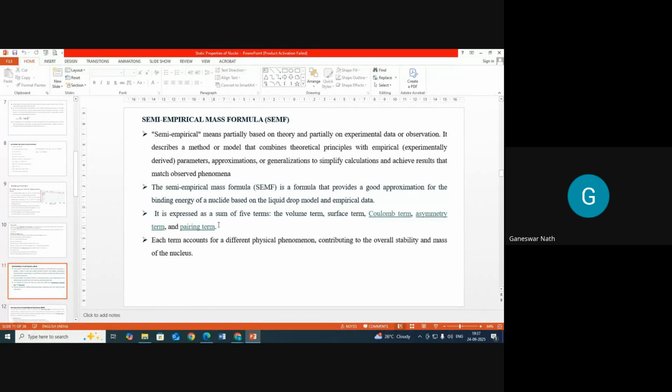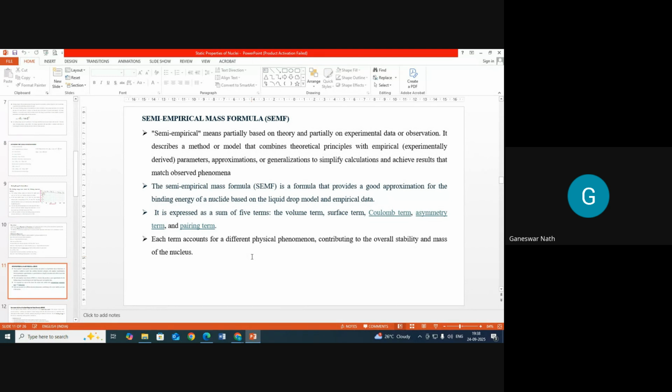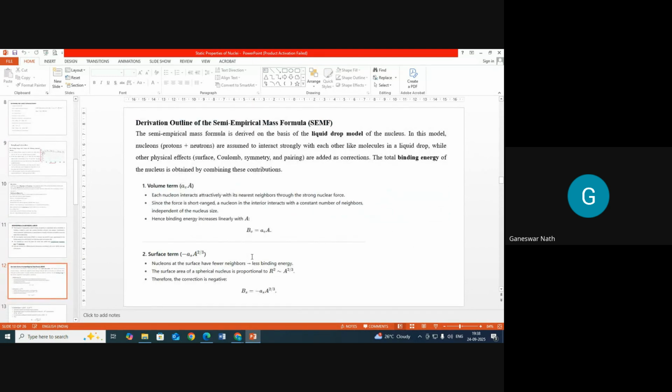It is expressed as a sum of 5 terms. One is called the volume term, another is the surface term, the third is the Coulomb term, the fourth is the asymmetry term, and the last one is the pairing term. That means when you derive the semi-empirical formula, you must find a combination of these 5 terms present in the formula. Each term accounts for a different physical phenomenon contributing to the overall stability and mass of the nucleus. Now, how to derive?